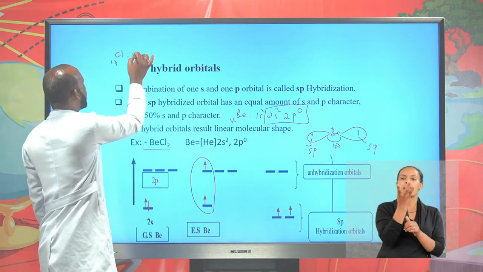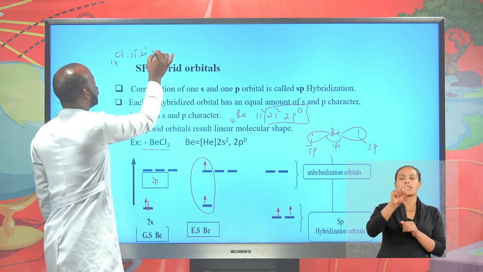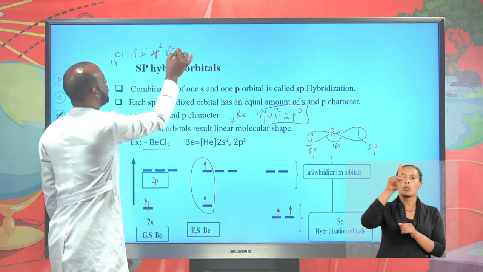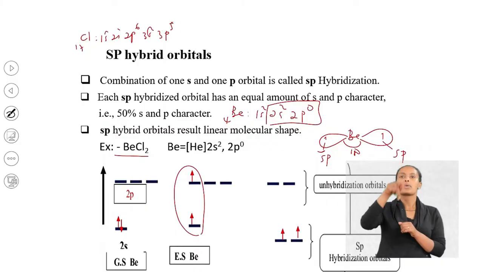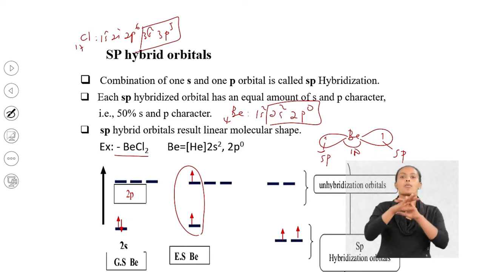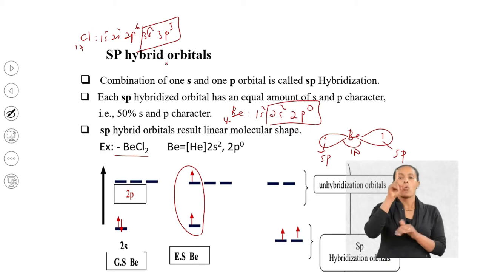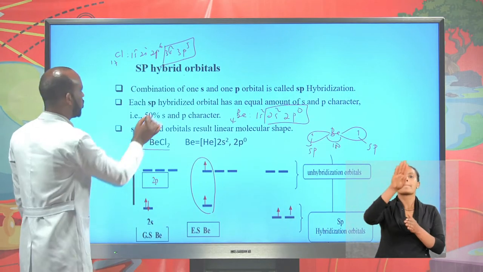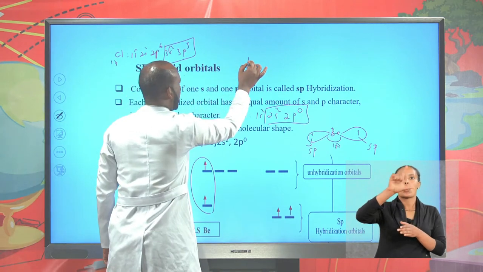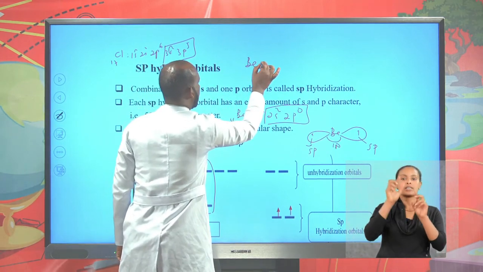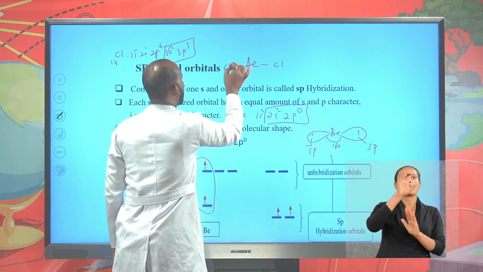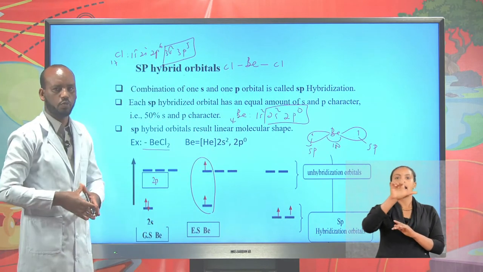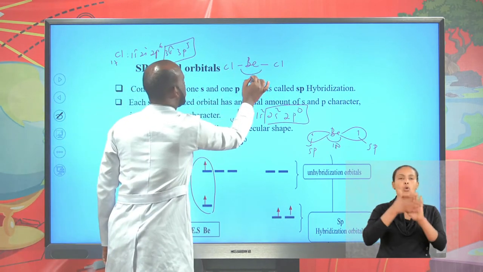17, is 1s2, 2s2, 2p6, 3s2, 3p5. You see? Valence electrons are involved in bond formation. Now, in 3p5, one of the p orbitals is half filled. Therefore, the Lewis structure of beryllium chloride: this beryllium chloride is linear in shape with a bond angle of 180 degrees.